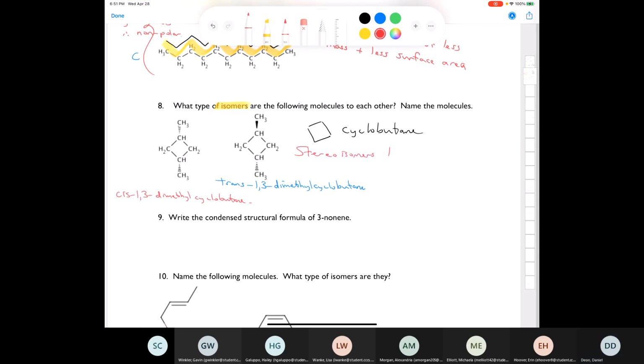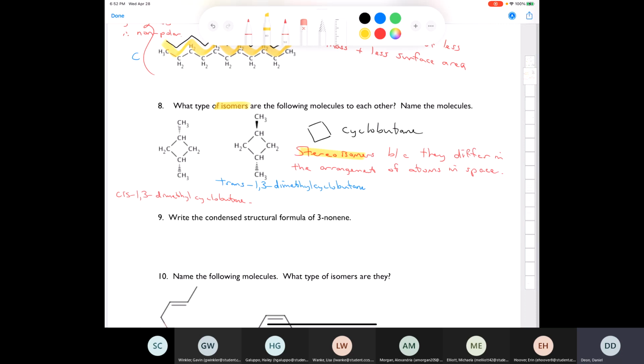Stereoisomers because they differ in the arrangement of atoms in space. So stereoisomers would be the best answer. There are also diastereomers, but I'm not really going to ask you much about diastereomers. It was something that we just mentioned very quickly.